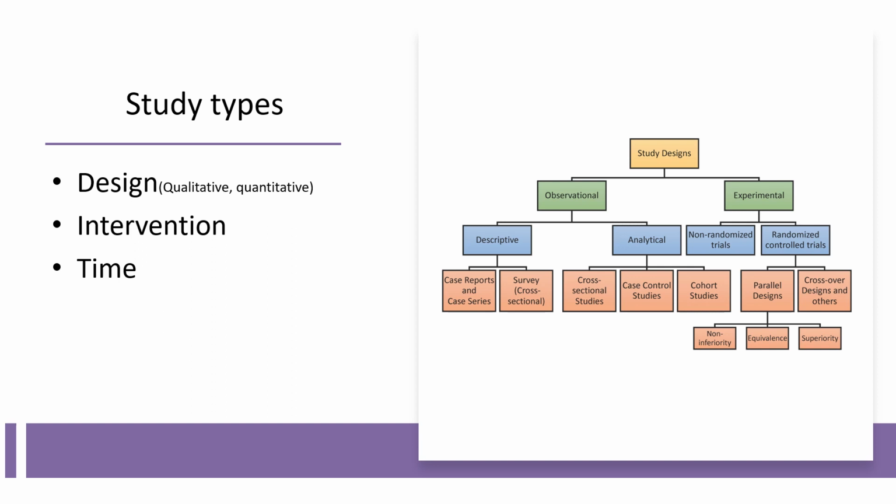Research can also be described based on the intervention. And you were already shown the different study types that you can have in lecture 1. So it could be observational and it could also be experimental, in which case you do have an intervention. So we would look in more detail at some of the study designs.